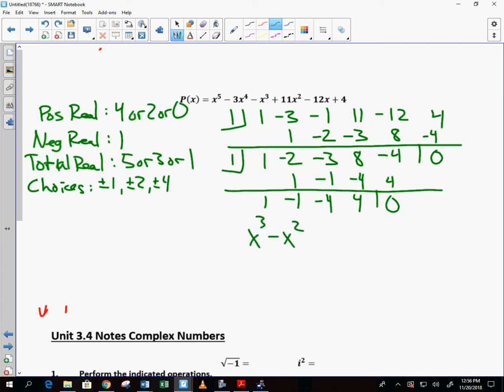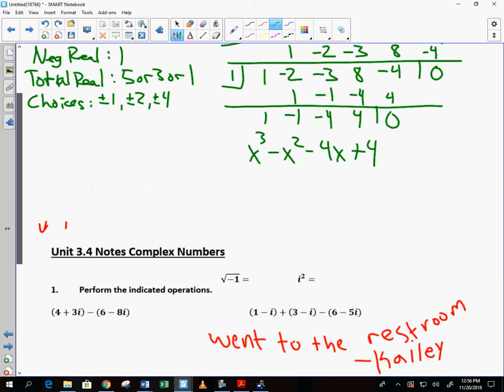Or maybe we should be smarter than the problem and decide that at this point, instead of doing the rational roots theorem, what can we do? We just factor it. What factoring method would you use? Grouping.